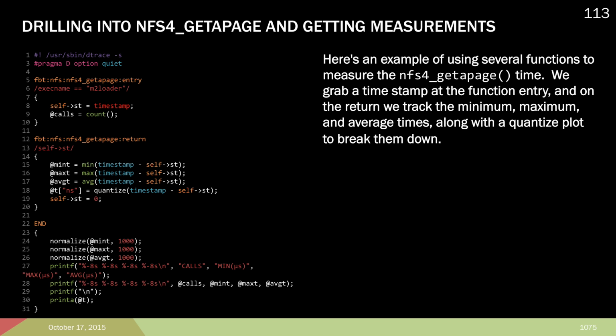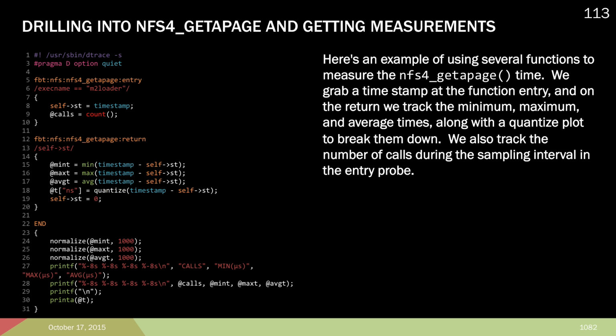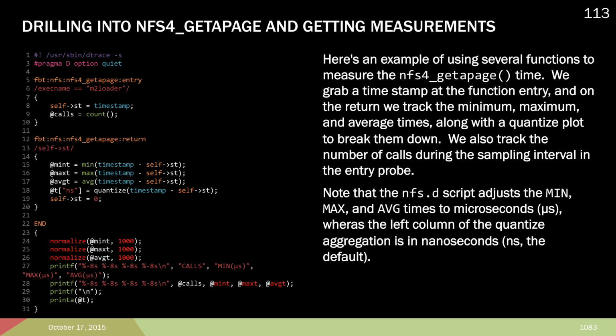We grab a timestamp at the function entry, and then when we return, we track the minimum, maximum, and average times along with the quantized plot to break them down. We also track the number of calls during the sampling interval in the entry probe. Note that the nfs.d script adjusts the min, max, and average times to microseconds, whereas the left column of the quantize aggregation function is in nanoseconds.